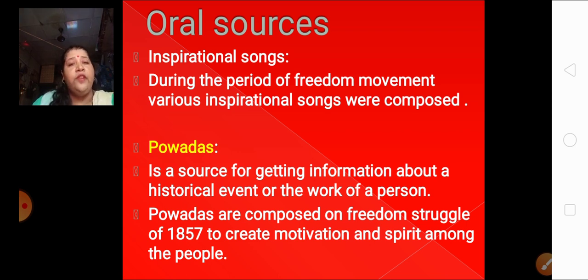In the same way, even during the struggle of 1857, I hope you all know we started with the lesson freedom struggle of 1857, pavadas were there. Why were these pavadas there during that time? To create motivation and spirit among the people, so that the people get motivated and can struggle for their freedom.